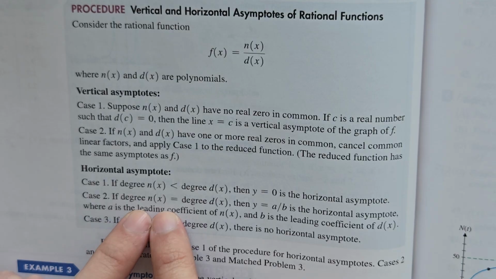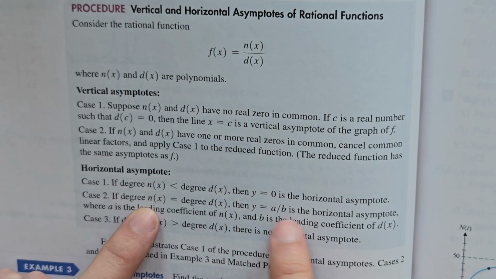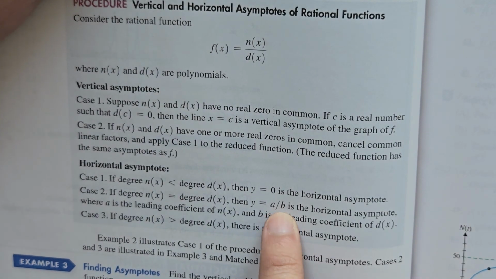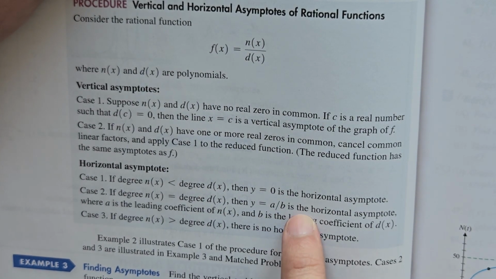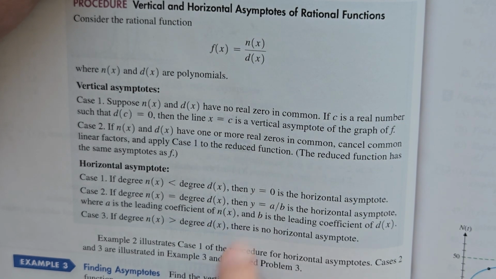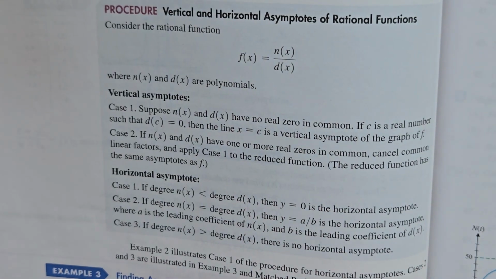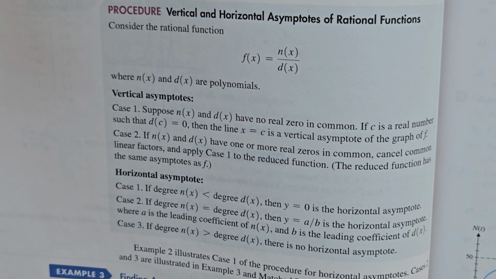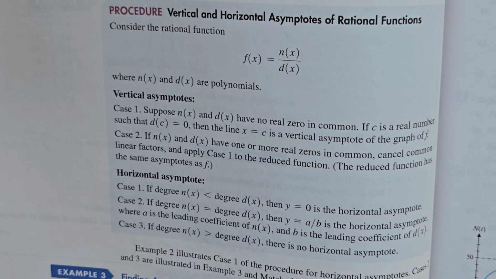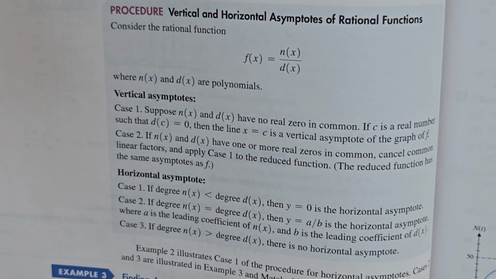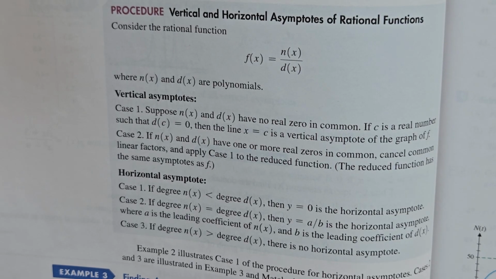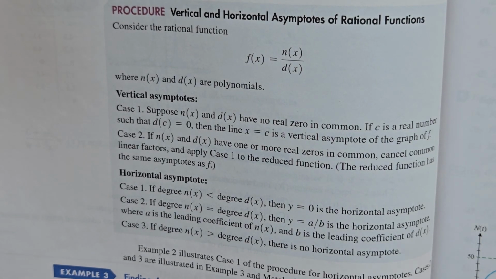If the degrees of the numerator and denominator are equal, then you take the ratio of their leading coefficients. So a is the leading coefficient of n of x, and b is the leading coefficient of d of x. In case 3, if the degree of the numerator is greater than the degree of the denominator, there is no horizontal asymptote. There may be what is called a slant asymptote, but I don't think we're going to worry about it at any point during this course. If we do need to worry about slant asymptotes, I'll upload something else about that, or we'll have a discussion about it in class. Okay.